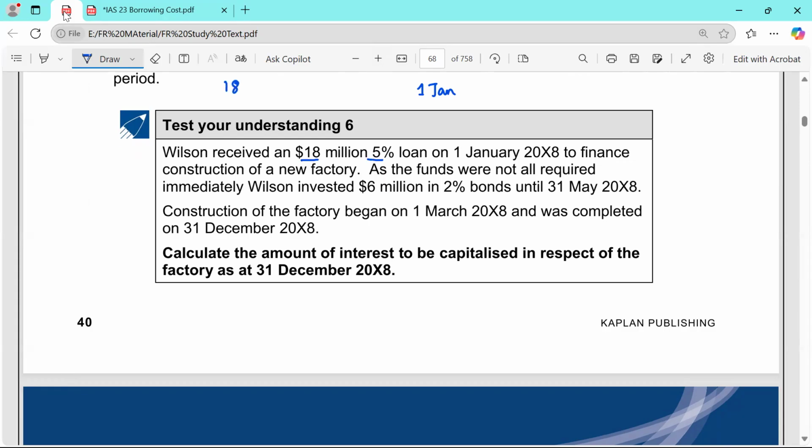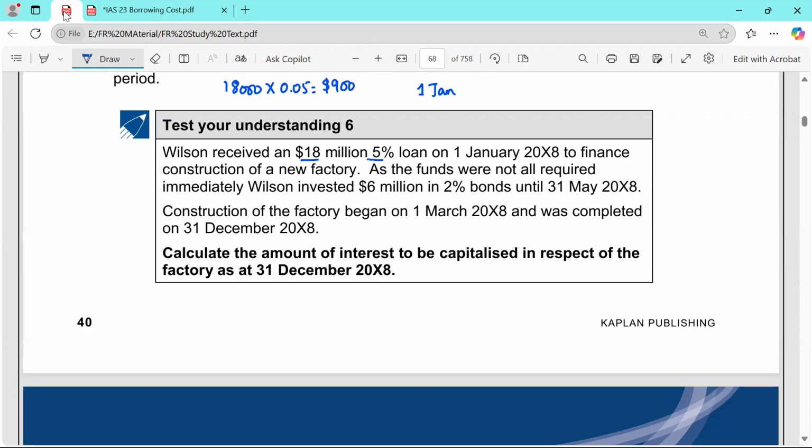So 18 million, let me write it in the thousands form. 18,000 times 5%. The interest cost for the year is going to be 900. Okay, so that is the interest cost. So you took out the loan of 18,000 on 1st January, and you are going to build a new factory. Well, it's a qualifying asset.